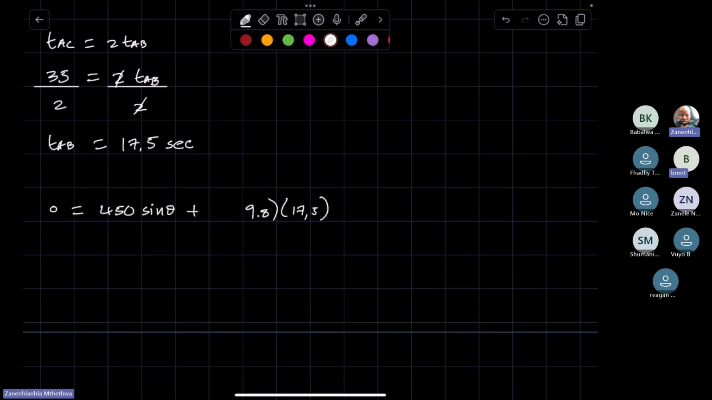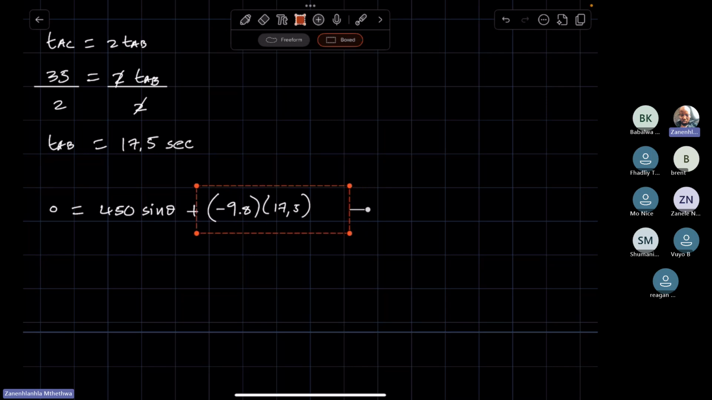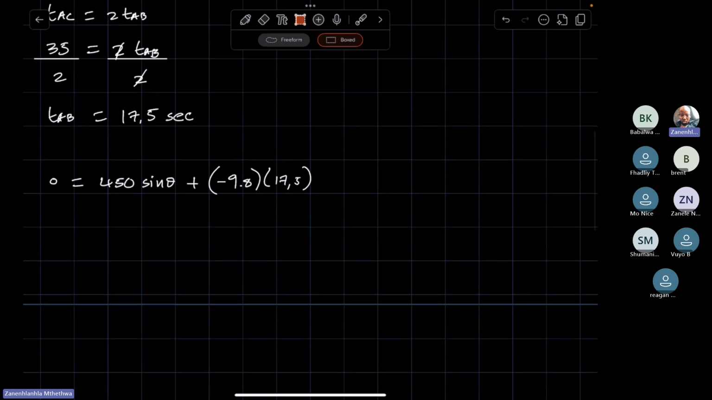Oh, I understand. Sorry for that. Do you see what I did now? Yes, sir. Okay, let's just keep it like this for context. It's fine. And then negative 9.8 times 17.5 is negative 171.5. Right. And then you take that to that side, and the sign changes.